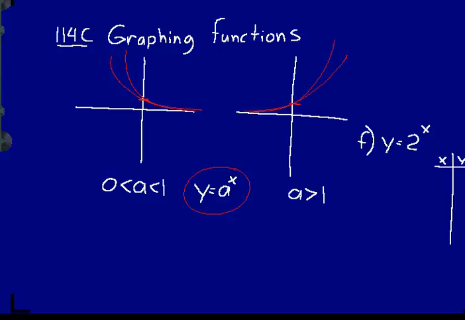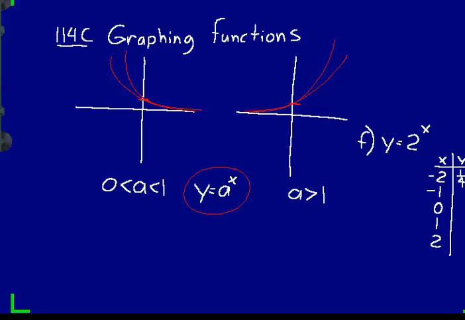And let's choose a few values for x. Let's use -2, -1, 0, 1, and 2. So when x is -2, we would have 2 to the -2 power, or 1 over 2 squared, which would be 1 over 4. So y would be 1/4.